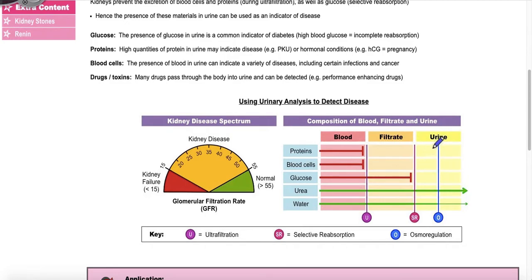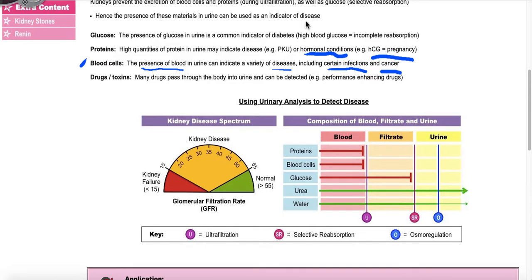Now, it could also be a hormonal condition, right? You might find a hormone in your urine, and that just might mean that you're pregnant. All right, if you find blood in your urine, it's always a little scary to find the presence of blood in the urine, and this can indicate a variety of diseases. It could indicate an infection. It could indicate a form of cancer.